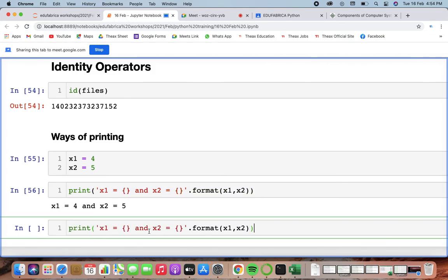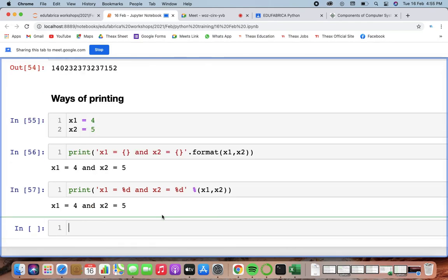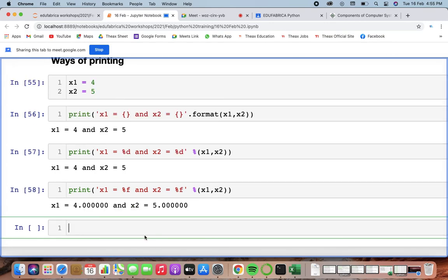The next similar way: x1 is equal to %d. Don't give the percent two times now. What you have to do is write %d and %d, and then the values x1 and x2. That's very simple. x1 equals 4 and x2 equals 5. Again, %d is used for integer formats. When you want it in float, you can write f like this, and here. Or if you want string format, you can write s like this.